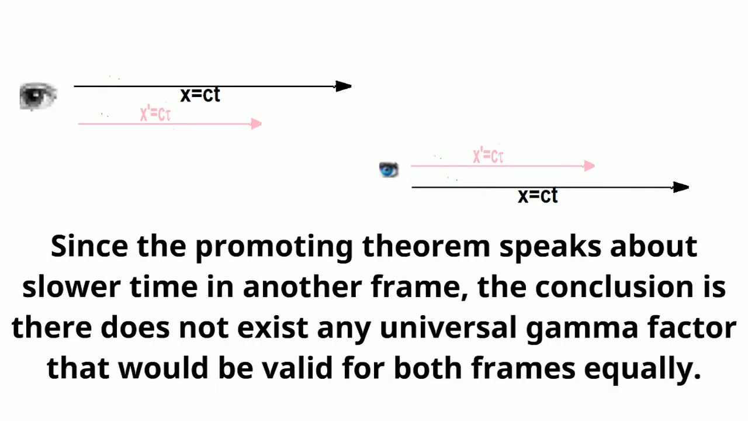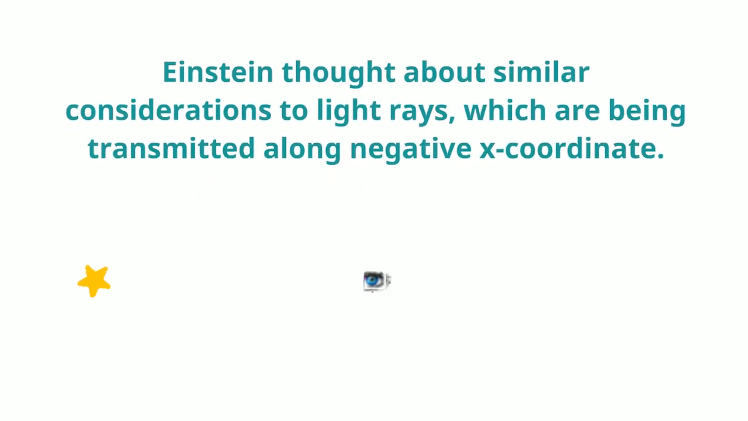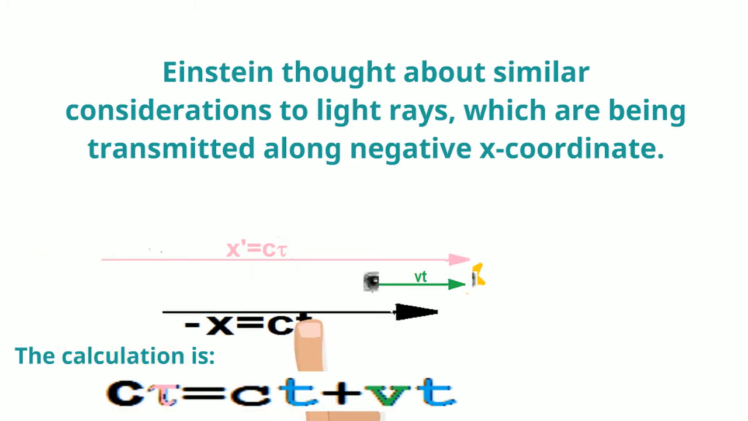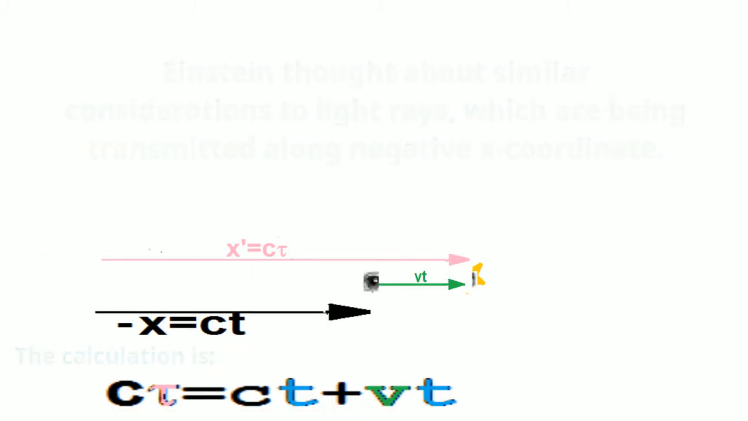Since the promoting theorem speaks about slower time in another frame, the conclusion is that there does not exist any universal gamma factor that would be valid for both frames equally. Einstein thought about similar considerations for light rays, which are being transmitted along the negative x coordinate. The calculation for it is c tau equals ct plus vt.